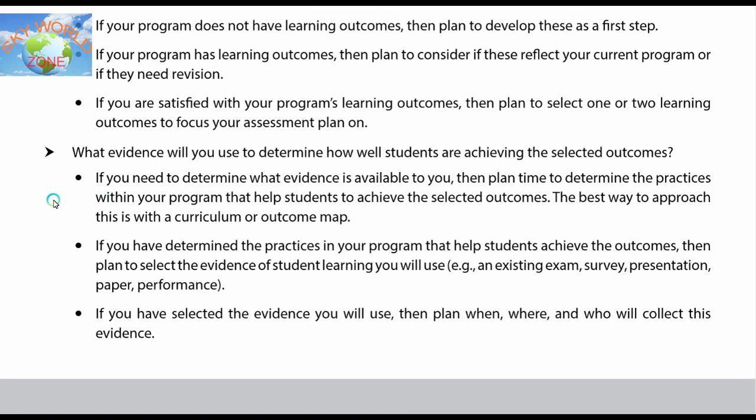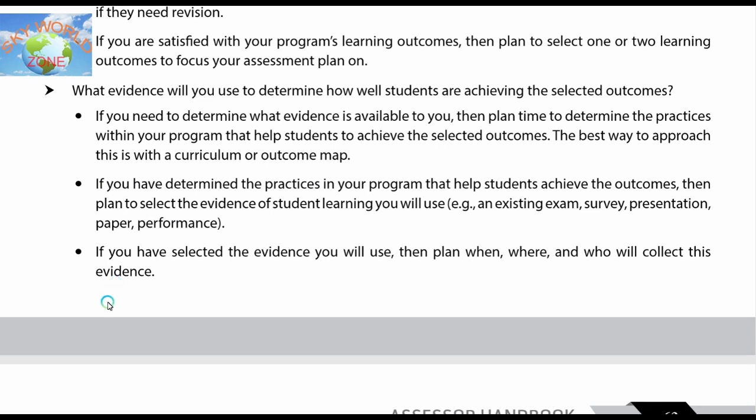What evidence will you use to determine how well students are achieving the selected outcomes? If you need to determine what evidence is available to you, then plan time to determine the practices within your program that help students to achieve the selected outcomes. The best way to approach this is with a curriculum or outcome map. If you have determined the practices in your program that help students achieve the outcomes, then plan to select the evidence of student learning you will use. Example: an existing exam, survey, presentation, paper, performance.